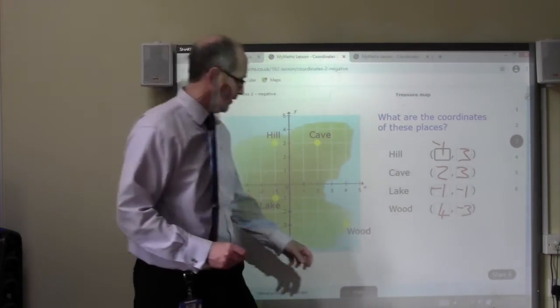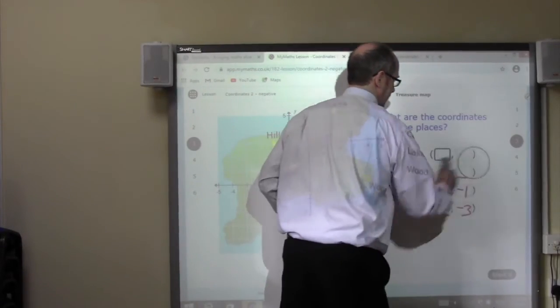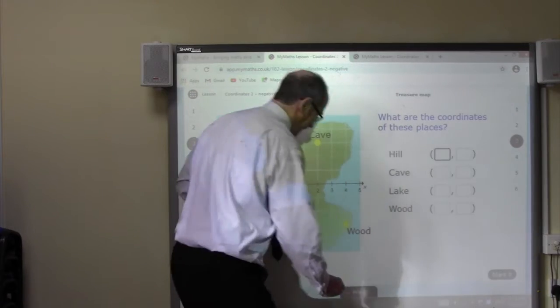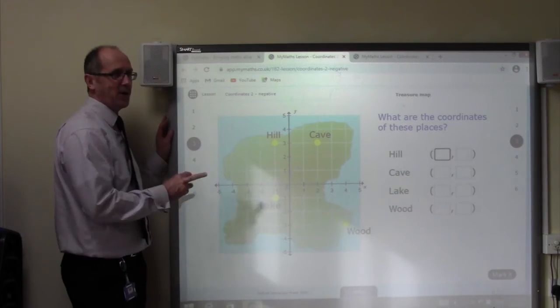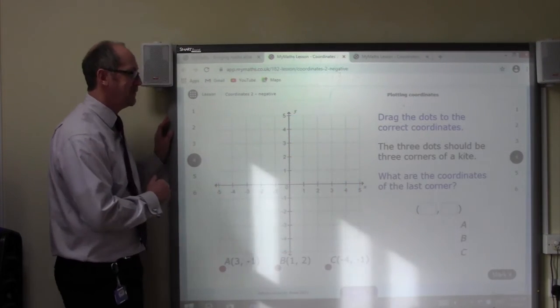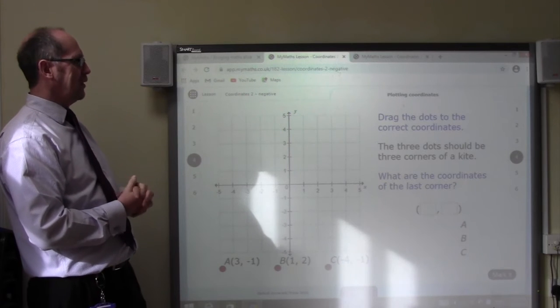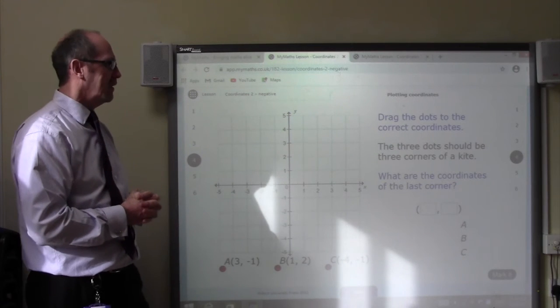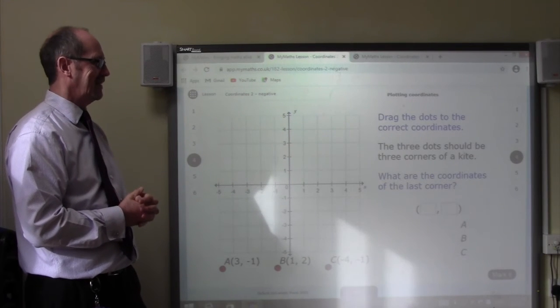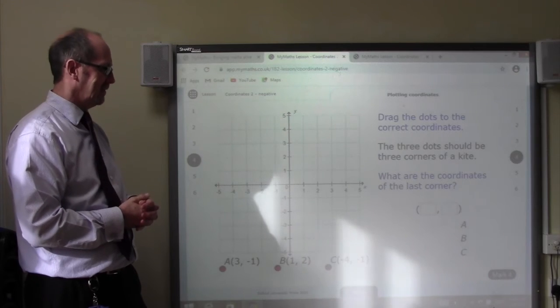Making sense so far? Good. I will be setting you some work on this, so if you don't know, you can send me an email. Drag the dots to the correct coordinates. The 3 dots should be 3 corners of a kite. What are the coordinates of the last corner?